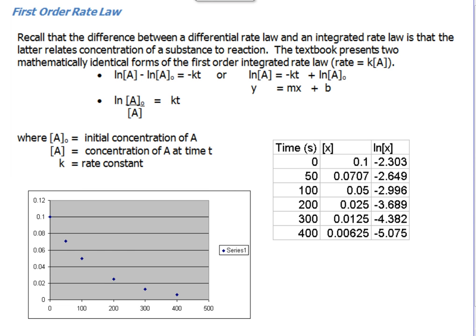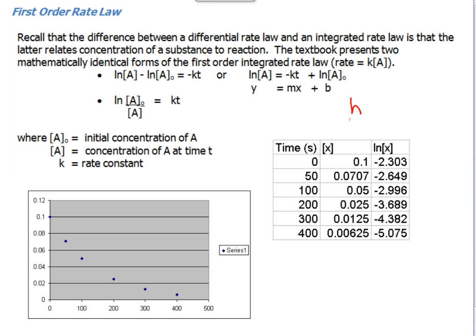So the way these equations are written, the first form, natural log of A minus natural log of A naught equals negative kt, that is the form that's given on the equation sheet. That's the standard form. The other two are just rearrangements of that one. I prefer the second one the best though: natural log of A is equal to negative kt plus natural log of A naught, because that one is a linear relationship.